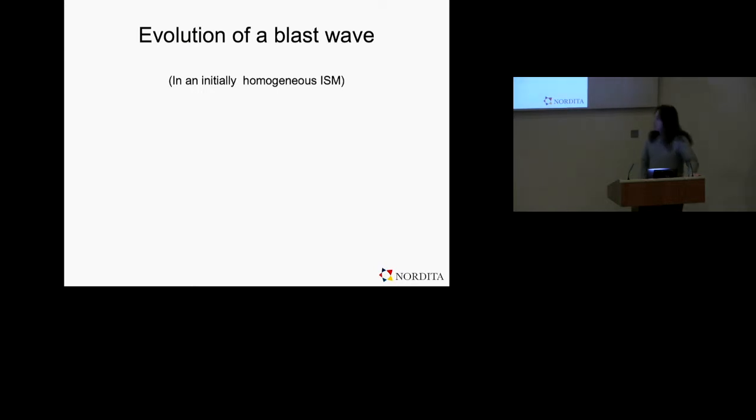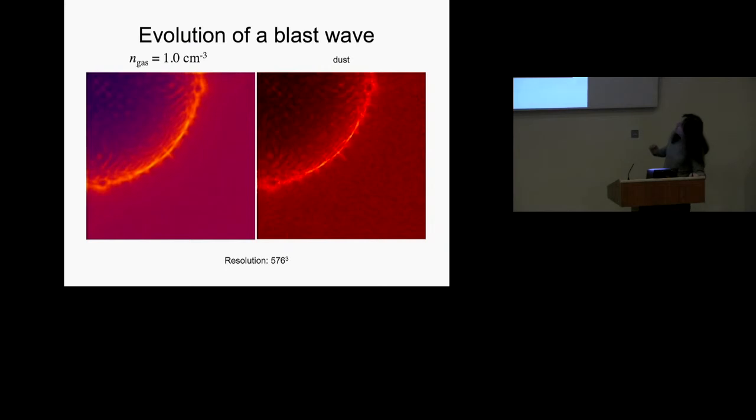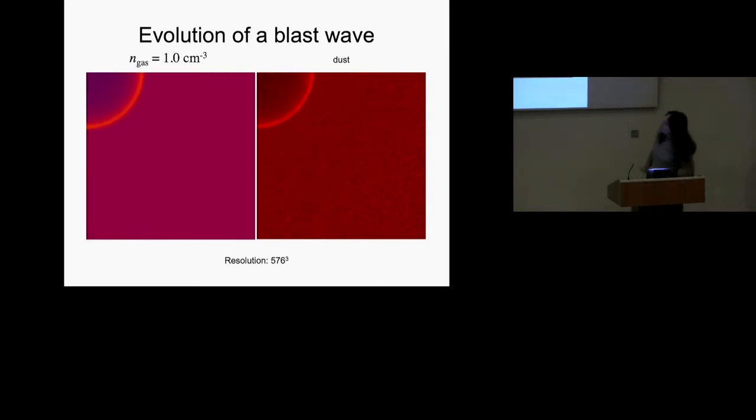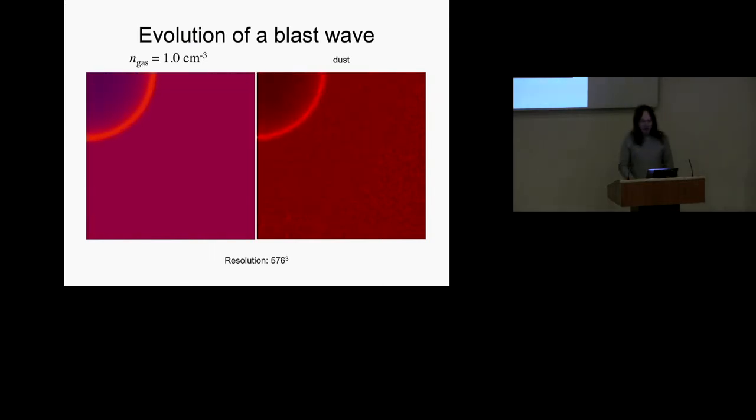So here is a simulation of a blast wave into a homogeneous ISM, and this is for relatively low density. To the left you have the gas, and to the right you have the dust. As you can see, they have some diffusion in the beginning, and not much breakup, a little bit at the ends maybe. But most of all, the gas and the dust seem to follow each other. So there's no clear decoupling here.